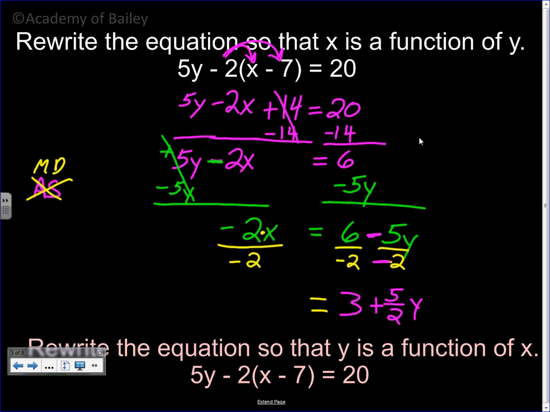So this is what we have on the right side. And on the left side, negative 2 divided by negative 2 will give us a 1 and x. So we have rewritten the equation so that x is a function of y. Okie dokie, I'm going to erase this work so we can get back to the other example.